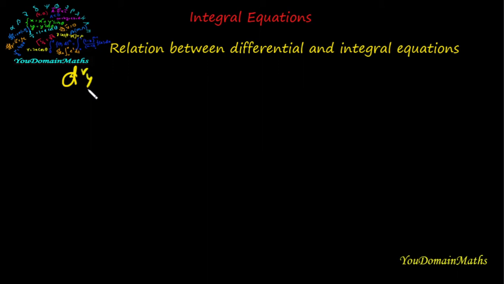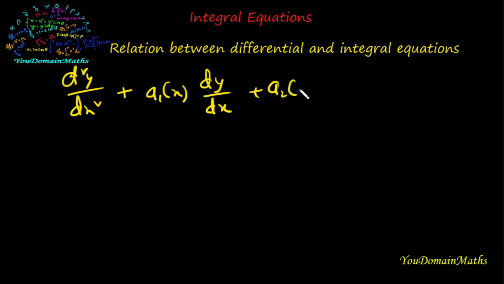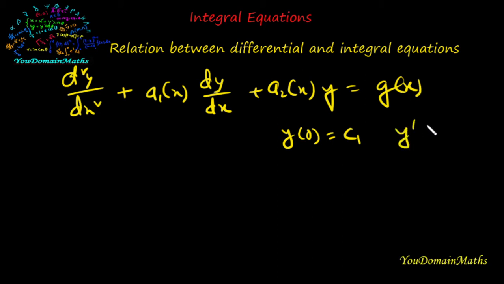We write the second order differential equation in first degree: d squared y by dx squared plus a1 of x dy by dx plus a2 of x y equal to g of x. This is the first degree, second order differential equation with the initial value problem, that means y of 0 equal to c1 and y dash of 0 equal to c2.